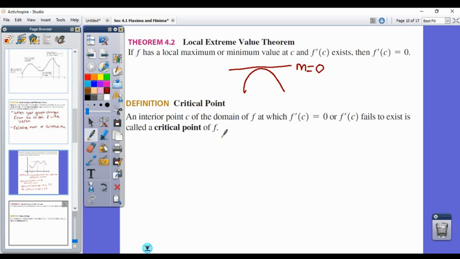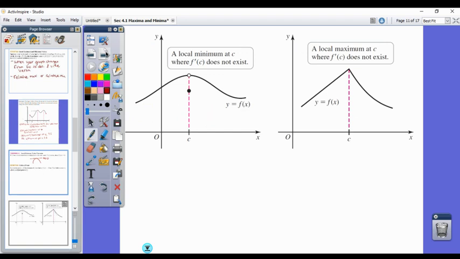If it fails to exist, that is a critical point. And I'm going to show you what I mean with a real example in a second, but let's just take a look at some pictures. So, if we look at this first picture, we have a local minimum at C here, but the derivative of the function at C is not going to exist because there's a hole.